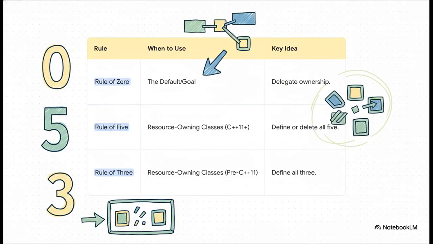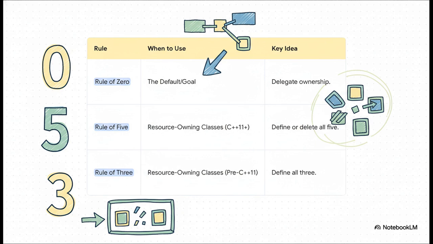So let's wrap this all up in a neat little package. The rule of 0 is your goal. It's the default. Delegate ownership. The rule of 5 is for those rare times you're writing a resource-owning class in modern C++. And the rule of 3 is your guide for legacy pre-C++11 code.